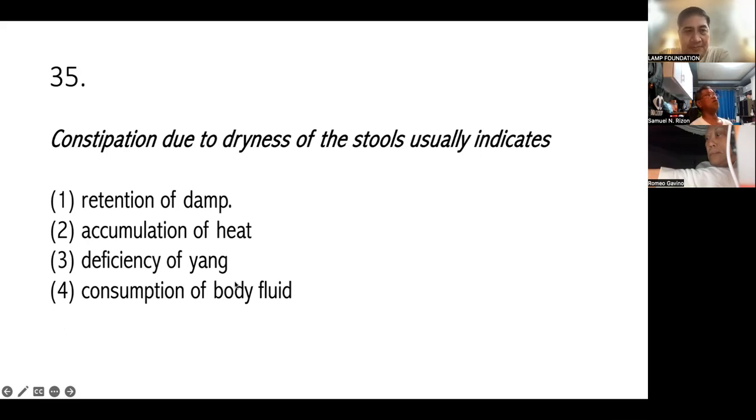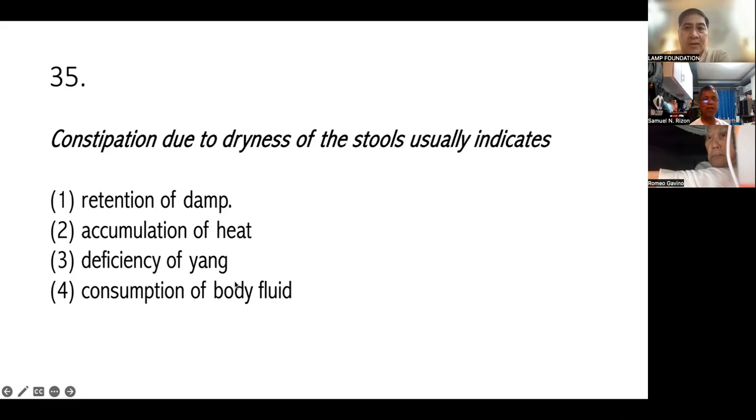Number 35, constipation due to dryness of the stools usually indicates... Pag constipation, dryness. Ito pong number 2 and 4, letter C. Constipation, yung may accumulation of heat, tapos consumption of body fluids. Itong letter C. Okay. Na-consume yung body fluid because of the heat. Opo.